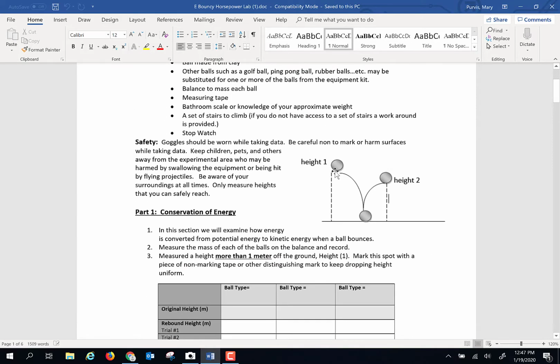What you're going to do is take the ball, drop it, and then measure its rebound height. So you're going to measure its original height and then how high it rebounds to. One of the questions people ask is, where do you measure it from? Well, you're going to measure from the bottom of the ball to the bottom of the ball, because the bottom is what's going to actually hit that floor.